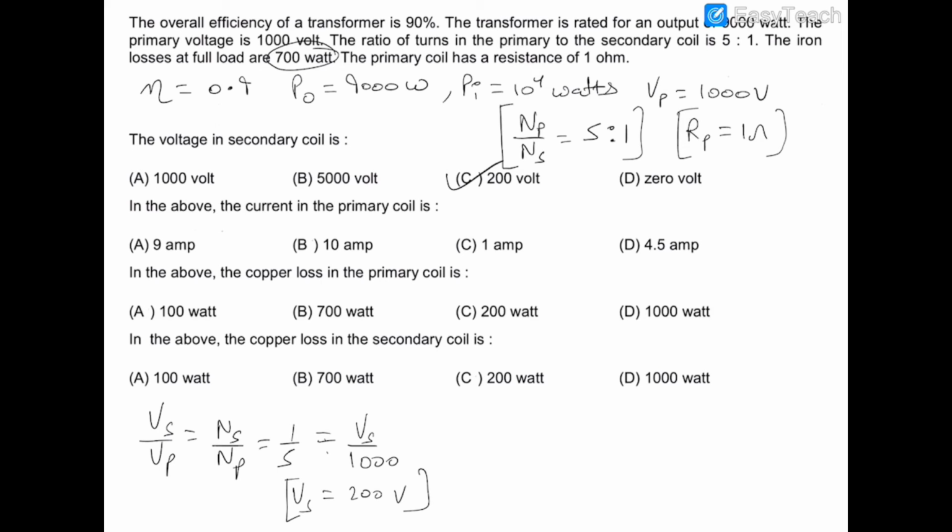Now in the second one, it is given that in the above question, the current in the primary coil will be.